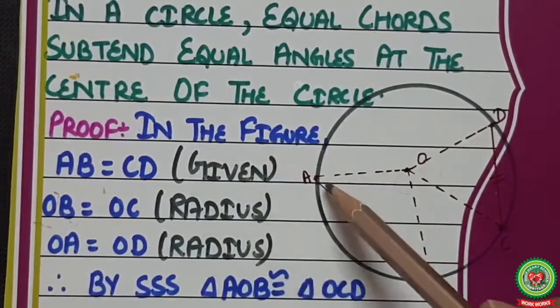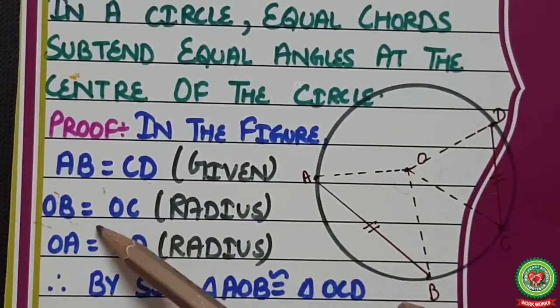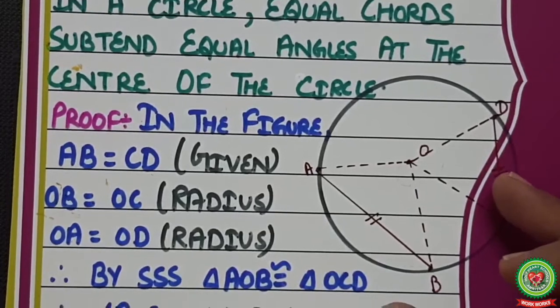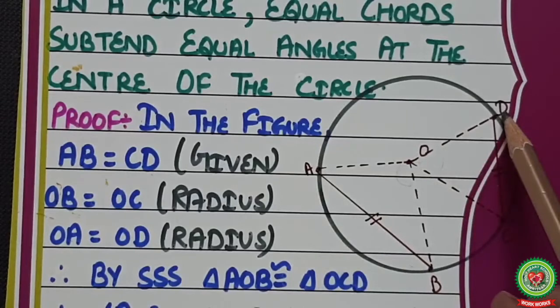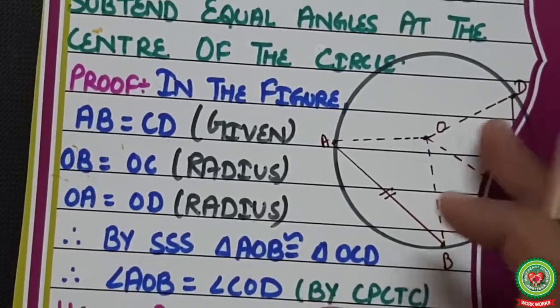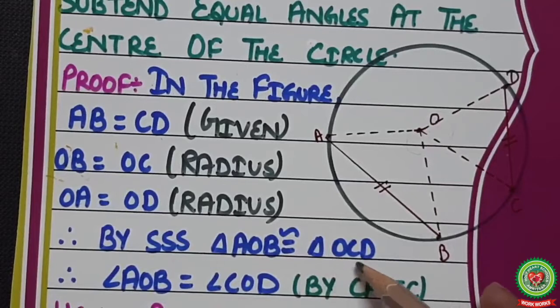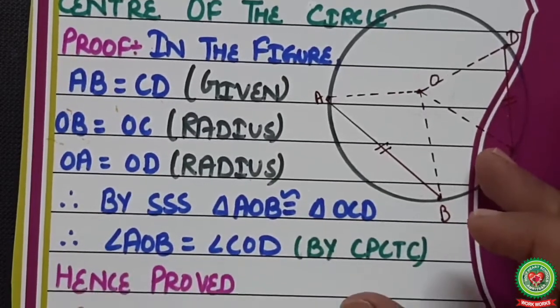Proof: in the given figure, AB is equal to CD because they are equal chords, and OB is equal to OC because these both are the radius of the given circle, so they will be equal. And also OA and OD are also the radius of the circle, so they both will be equal. So by SSS rule, triangle AOB is congruent to triangle COD. Therefore by CPCTC rule, angle AOB is equal to angle COD, hence proved.